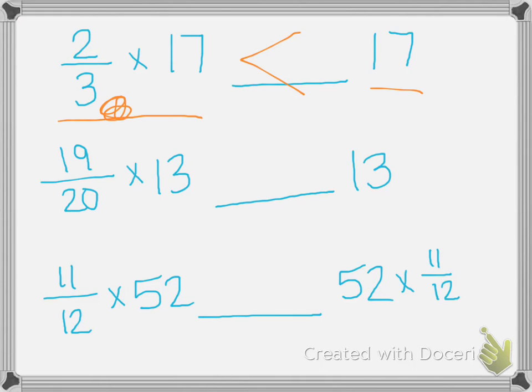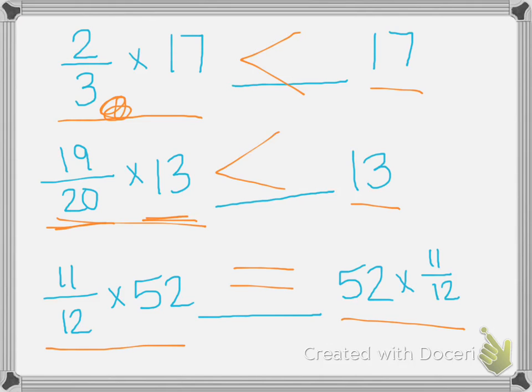Here we have 19/20 times 13, and 13. Again, since this is a fraction of 13, we know it's going to be less than. And here we have 11/12 times 52 and 52 times 11/12. Those are the exact same, so it's equal to.